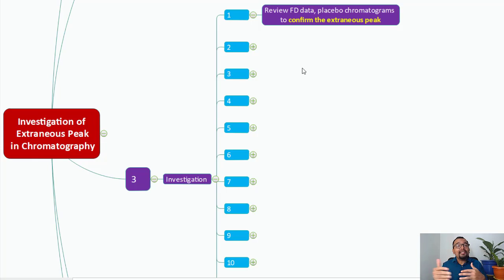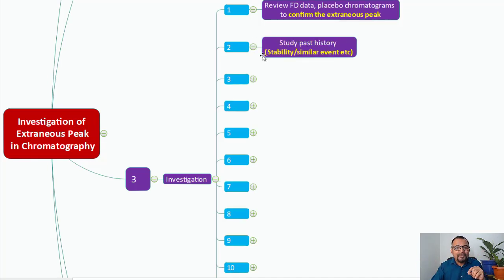Just look at the forced degradation data. You may have oxidation, thermal degradation, alkali or acid hydrolysis, and based on those chromatograms you can understand, okay, this is a peak which is not observed in any of the forced degradations, and hence this is the confirmation for an extraneous peak. Placebo chromatogram: confirm the placebo chromatograms or even the diluent chromatograms one more time, and then understand, okay, this is the exact extraneous peak I found. So confirmation is the first step of the investigation.